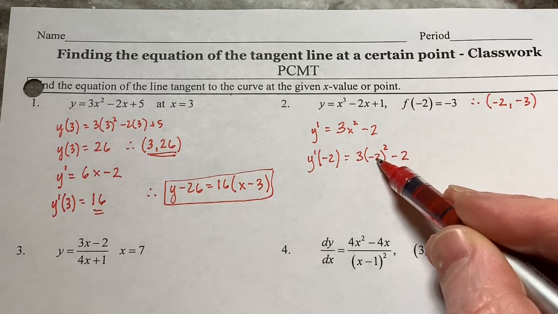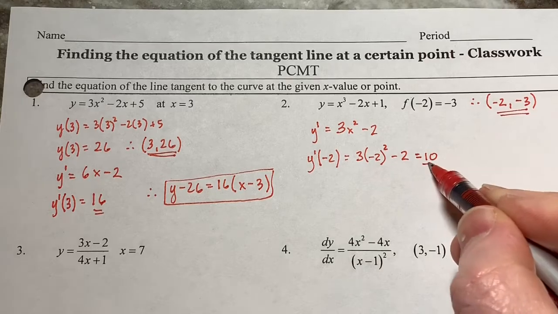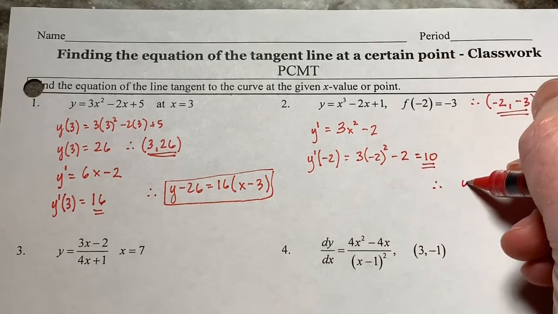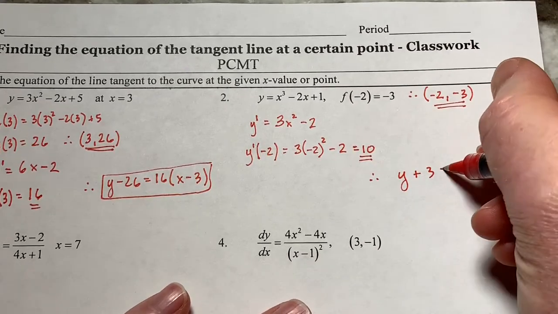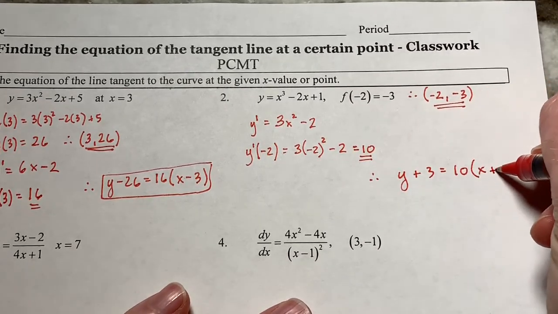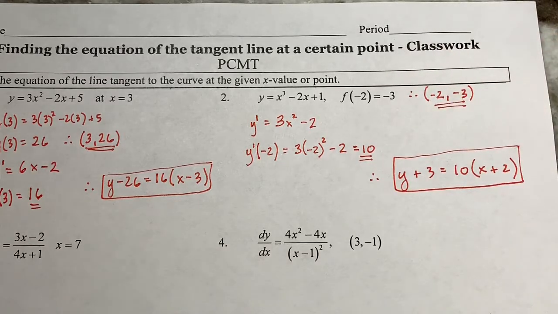So that gives me a 12 minus 2, which is 10. Now that I know the point and the slope, you should be home free. y plus the 3, right there, equals 10 times x plus the 2. And there's your equation of a line. It's tangent to the curve.